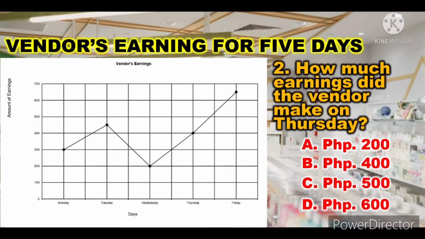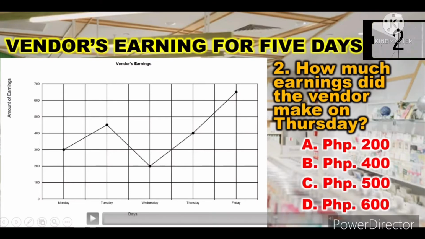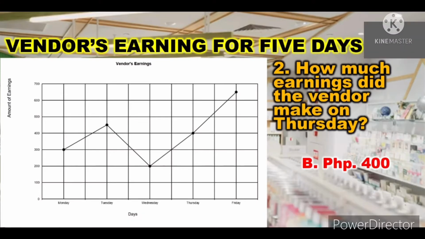Again, how much earnings did the vendor make on Thursday? A. 200 pesos. B. 400 pesos. C. 500 pesos. And letter D. 600 pesos. You have 3 seconds to answer this. Your time starts now. If your answer is letter B, 400 pesos, then you are correct.